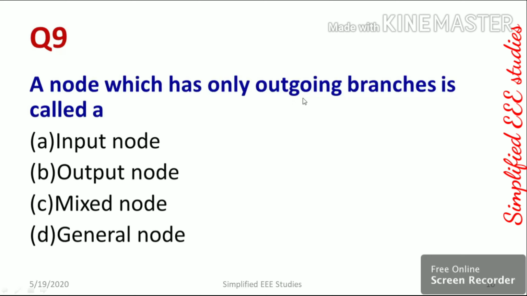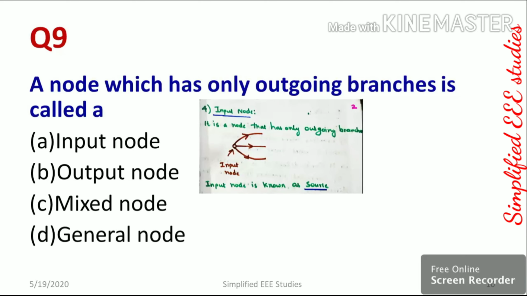A node which has only outgoing branches is called: option A, input node; option B, output node; option C, mixer node; and finally, general node. Which would be the right answer? Before answering, let us study what we mean by input node, output node, mixer node, etc.